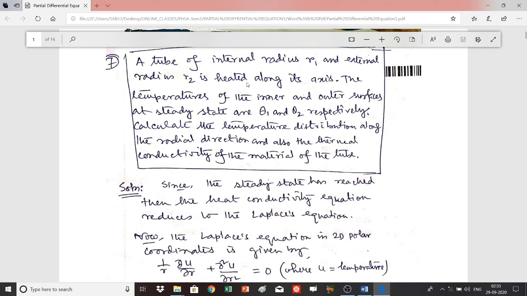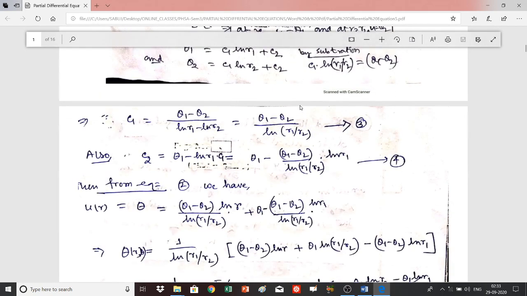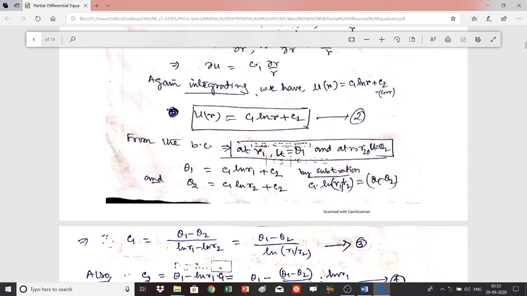And see here the internal radius is R1 and the outer radius is R2. So at R1 theta is theta 1 and at R2 theta is theta 2. So the boundary condition is that at R equal to R1, U is equal to theta 1 in this case. U is the temperature function, and at R equal to R2, U is equal to theta 2.